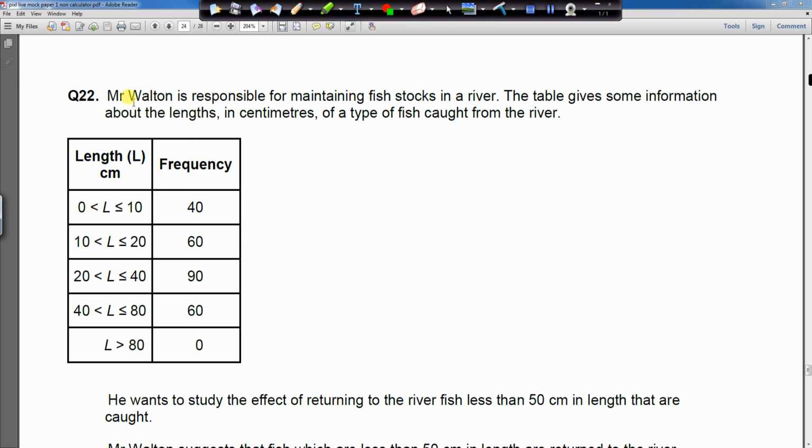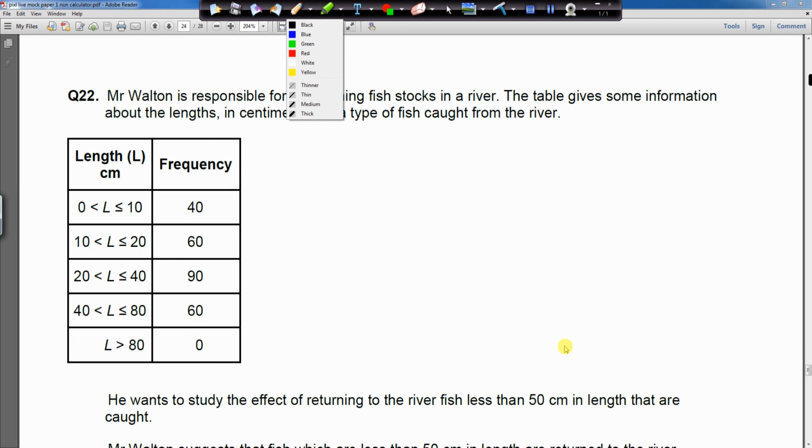Okay, question number 22. Mr. Walton is responsible for maintaining fish stocks in a river. The table gives some information about the length, in centimeters, of a type of fish caught from the river. Length, frequency. He wants to study the effect of returning to the river fish less than 50 centimeters in length that are caught.